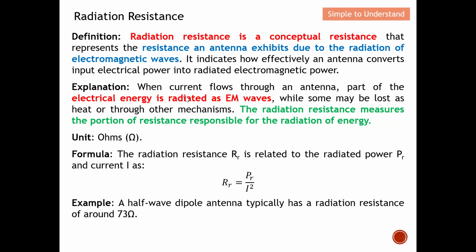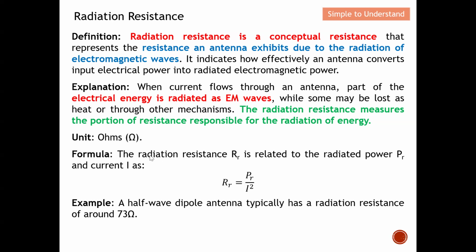Explanation: when current flows through an antenna, part of the electrical energy is radiated as an EM wave. So when there is a current flow, basically the current flow creates an EM wave, and it radiates out. While some may be lost as heat or through other mechanisms, the radiation resistor measures the portion of resistance that is responsible for the radiation of energy. So in short, as I mentioned earlier, the radiated energy depends on the radiation resistor. The SI unit is the ohm.